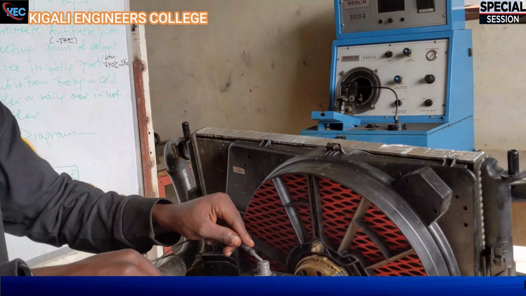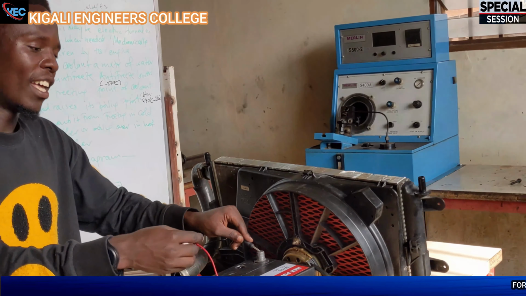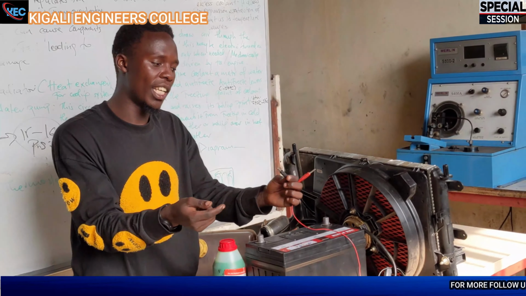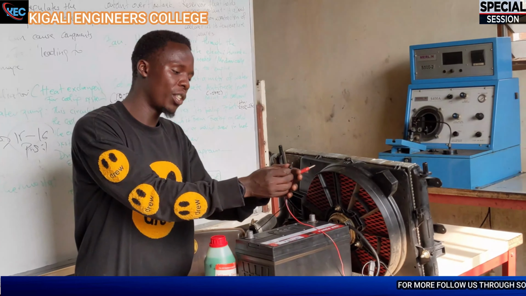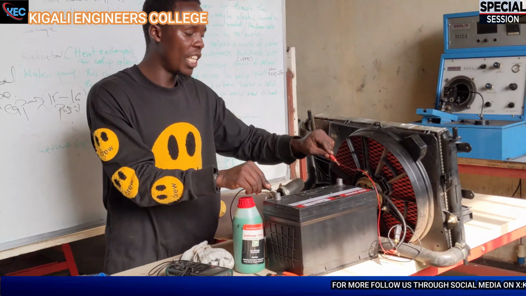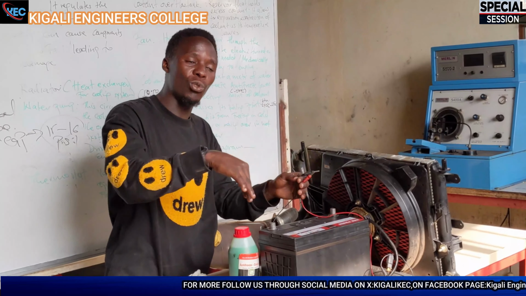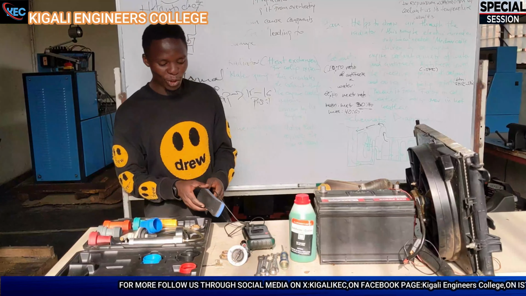Now the motor is running, but the motor is blowing the air out of the engine. So rather than that, let's reverse it: I put black here and then put red here. Now the air is coming into the engine, cooling our engine system. So we're going to talk about the next topic now.